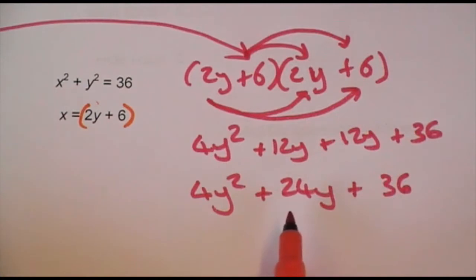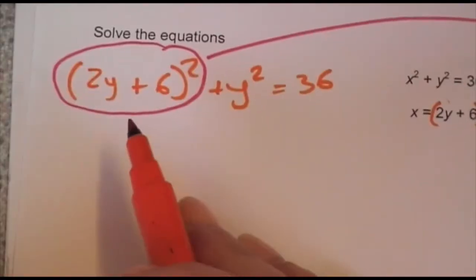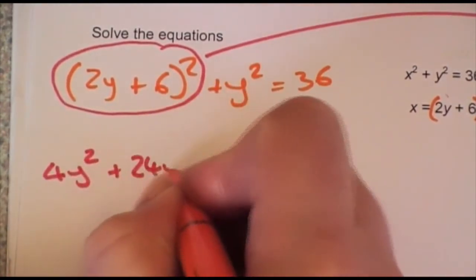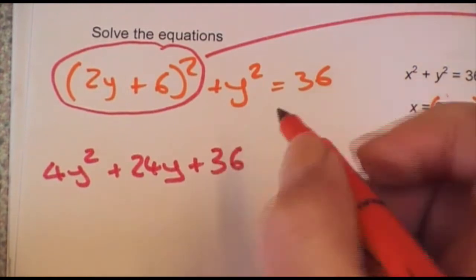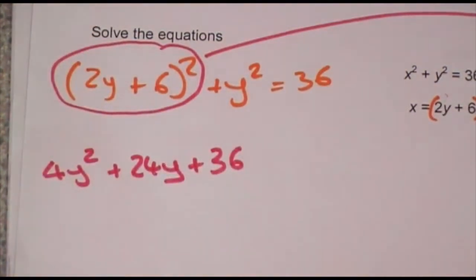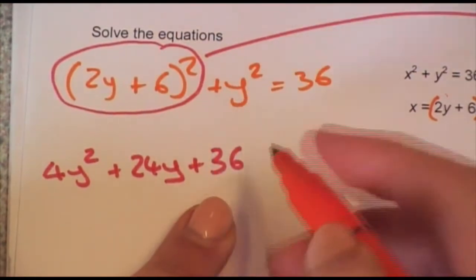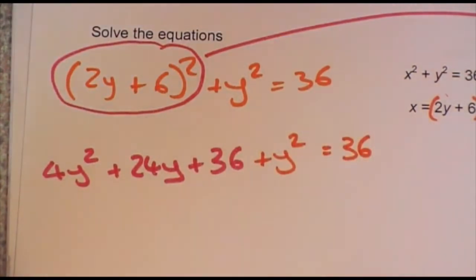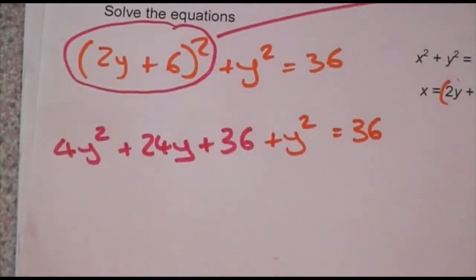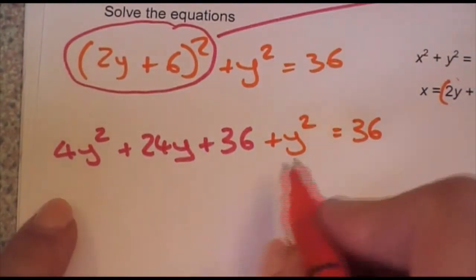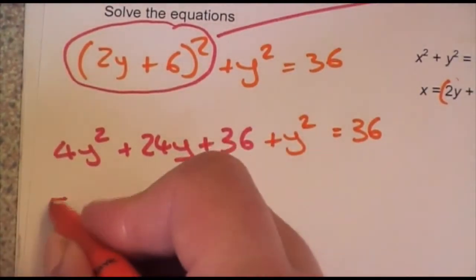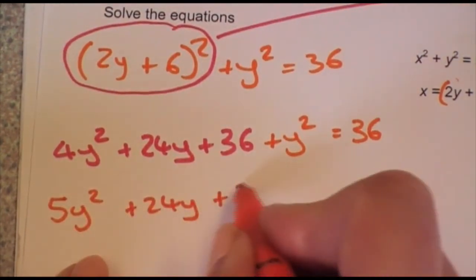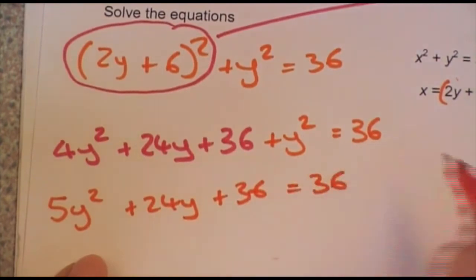Now I'm going to replace that back into the original here. So I had 4y squared plus 24y plus 36. So that came from the expansion of my substituted bracket. I can't forget that I had this positive y squared from earlier, and that equals 36. Now I'm going to collect and rearrange these. So 4y squared plus y squared is going to give me 5y squared plus 24y plus 36 equals 36.